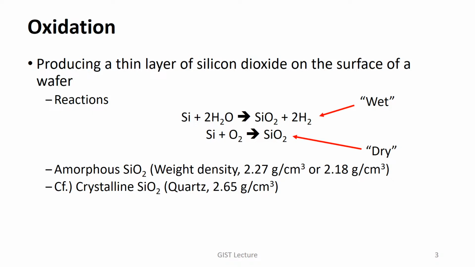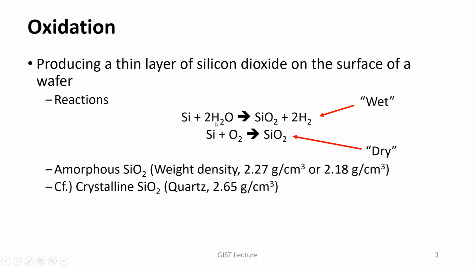Of course, it is used to make the gate oxide, or sometimes we want a very thick oxide for isolation purposes. The chemical reactions can be found in two different ways. First we have silicon and water vapor, which give silicon dioxide, and as a byproduct we have hydrogen gas.